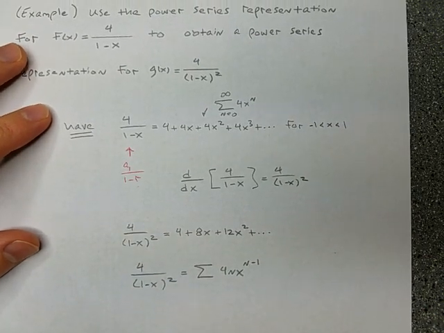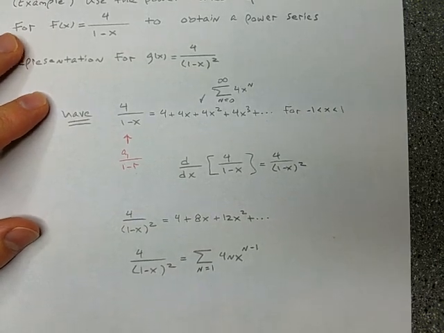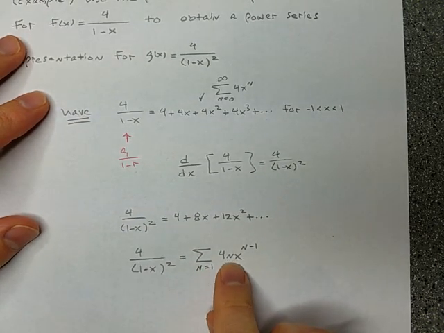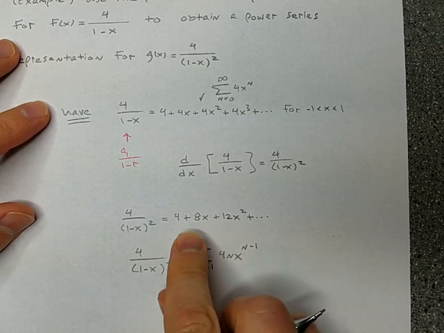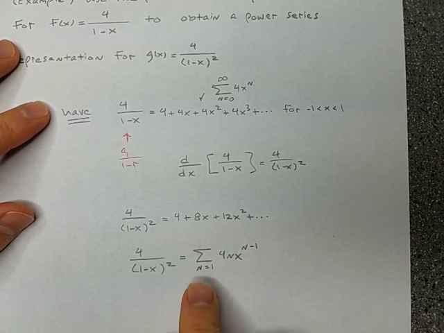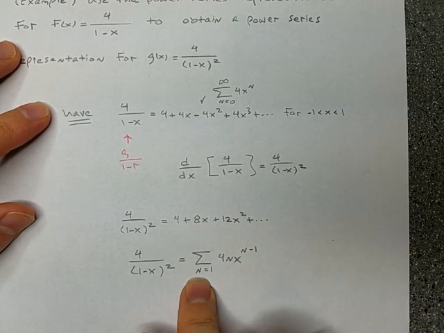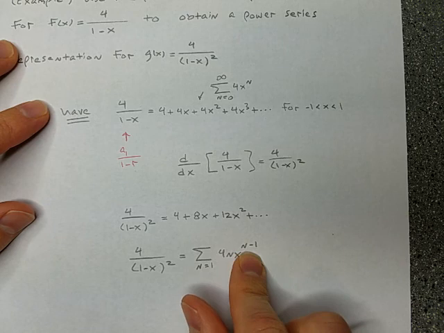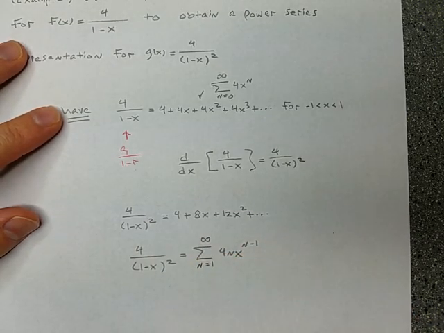Okay, where would we have to start our counting though? 1. 1 goes in. We get 4 times 1, x to the 0 power. That's 4. 2 goes in. You get 8, x to the first power. 3 goes in. You get 12x squared. Okay, it's going to work. That's it. n goes from 1 to infinity.